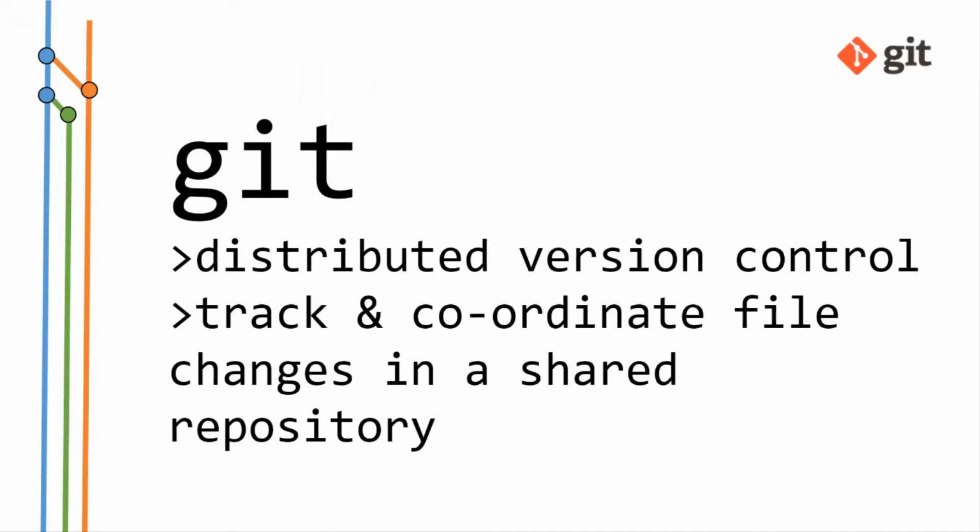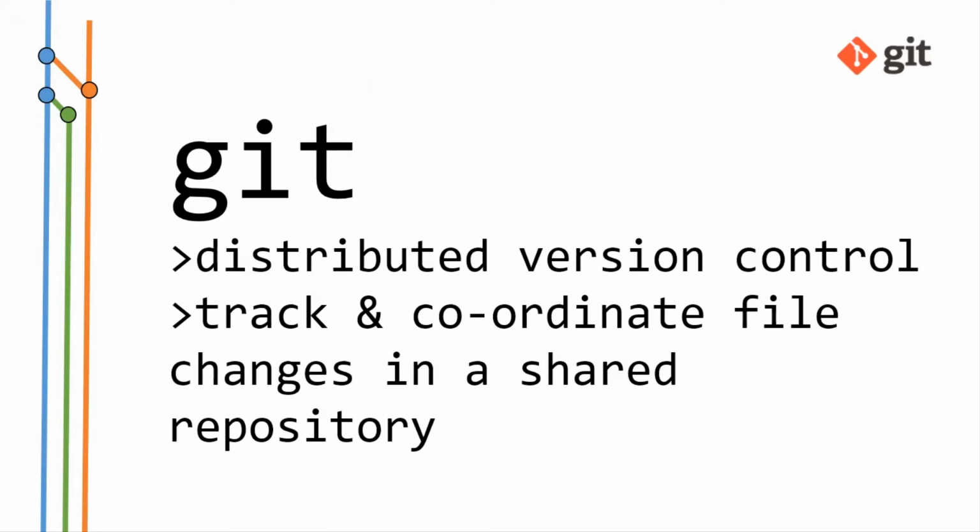Okay, Git, what is it? Well, it's distributed version control, which is used to track and coordinate file changes in a shared repo or repository. Now, it's mainly used for code, but it can be used to version control pretty much any file type.